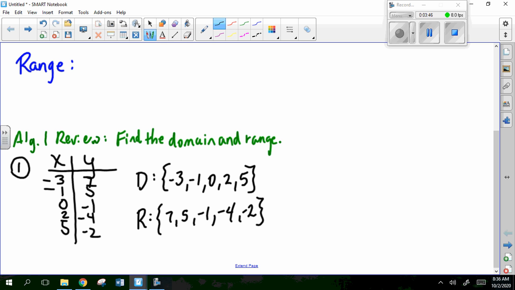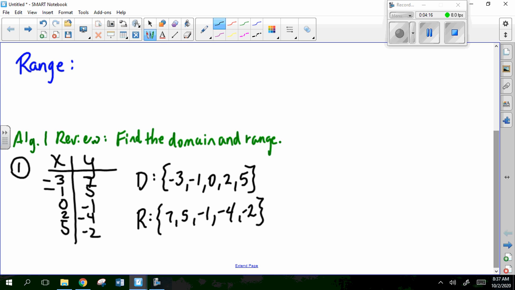Where do you think I got the domain numbers from? The X column. Where does it look like I got the range values from? The Y column. Okay, anything starting to come back to you? The domain are the X values. The range are the Y values.